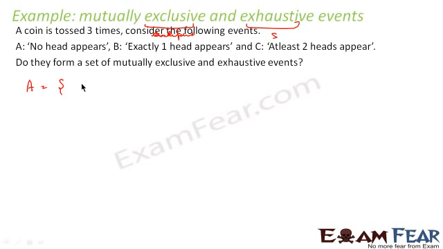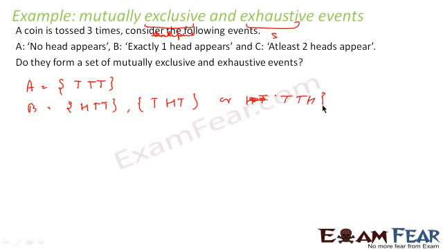In A there is no head, so A will have tail tail tail. B, exactly 1 head will appear. So we can have head tail tail, or tail head tail, or tail tail head. So there can be 3 possible scenarios because there is only 1 head.